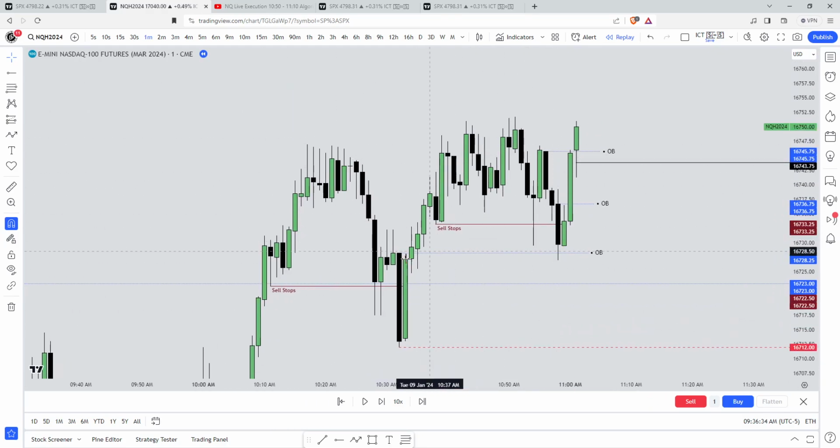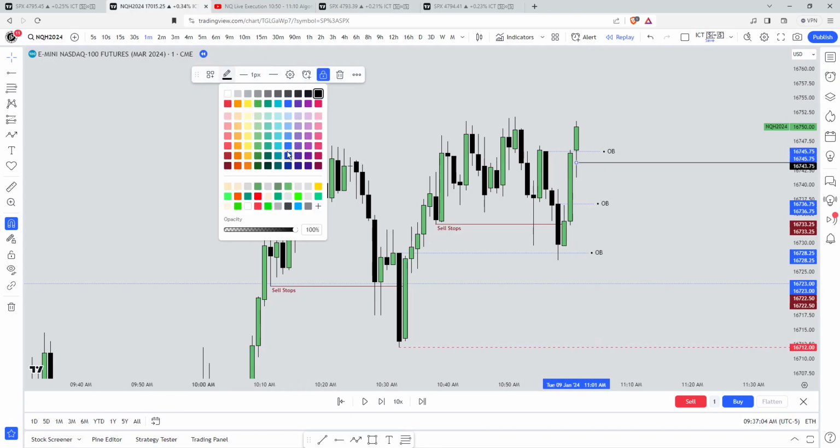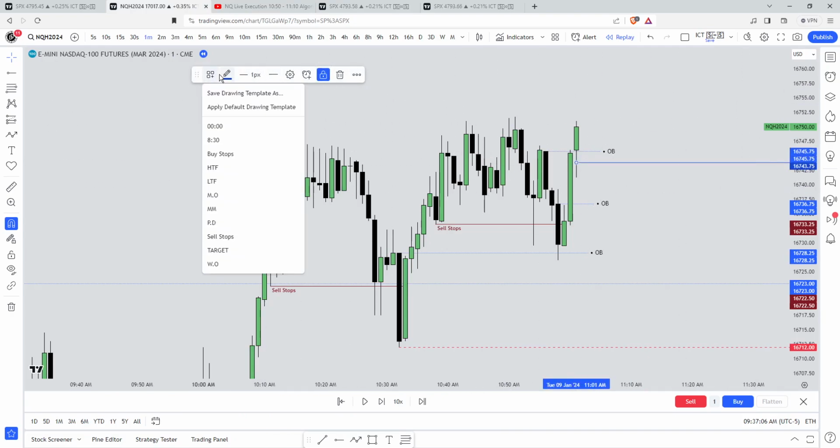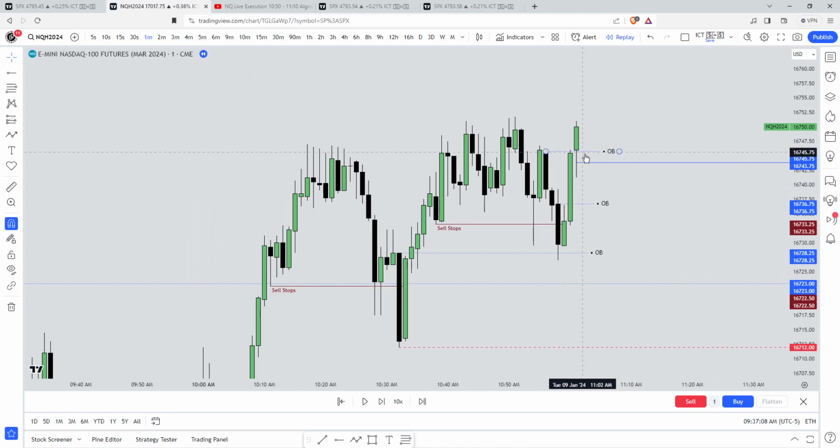Price returns back down. When price retests an order block and expands away from that, what can occur is a potential propulsion block. So this is where ICT enters at. Let's make it just the same color. I'll make it blue as well. So this is ICT's entry. He enters in here. He doesn't wait for it to close above there because it already retested the order block and broke above this down close candle. This becomes a propulsion block.